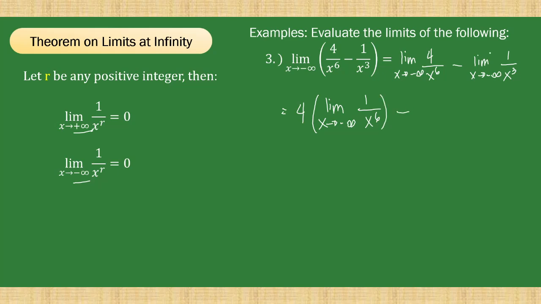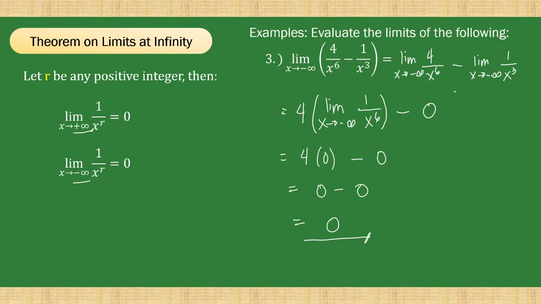Ito, pwede na nating direct na gamitan ng theorem. Ito ay automatic 0. Bakit 0? Kasi according to this theorem, kapag daw naka-fraction at ang denominator natin ay x cubed or x raised to any power of r, automatic siyang 0. Same applies with the limit inside this parenthesis that is just equal to 0. So this is 0 minus 0 or simply the answer to example number 3 is 0.